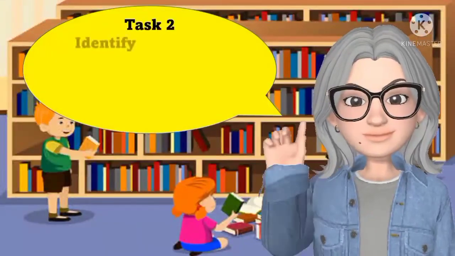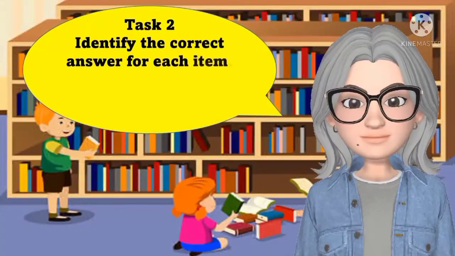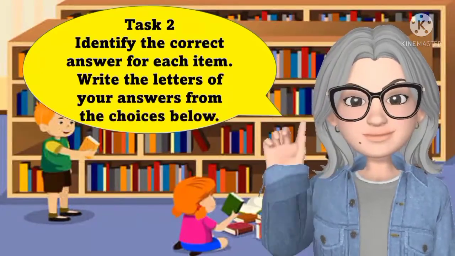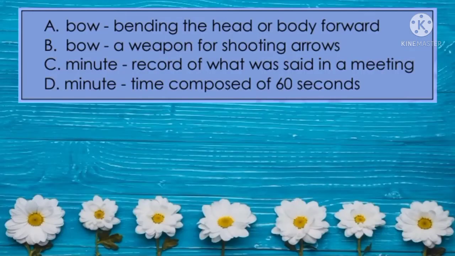For task 2, identify the correct answer for each item. Write the letters of your answers from the choices. Here are the choices. Letter A, bow. It means bending the head or body forward. Letter B, bow. It means a weapon for shooting arrows. Letter C, minute. It means record of what was said in a meeting. And then letter D, minute. It means time composed of 60 seconds.